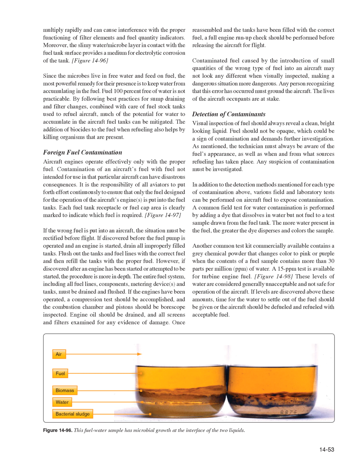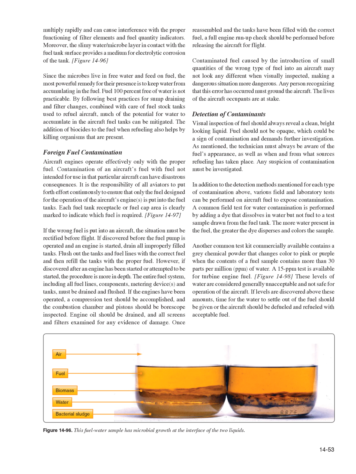If the wrong fuel is put into an aircraft, the situation must be rectified before flight. If discovered before the fuel pump is operated and an engine is started, drain all improperly filled tanks. Flush out the tanks and fuel lines with the correct fuel and then refill the tanks with the proper fuel. However, if discovered after an engine has been started or attempted to be started, the procedure is more in-depth. The entire fuel system, including all fuel lines, components, metering devices and tanks, must be drained and flushed.